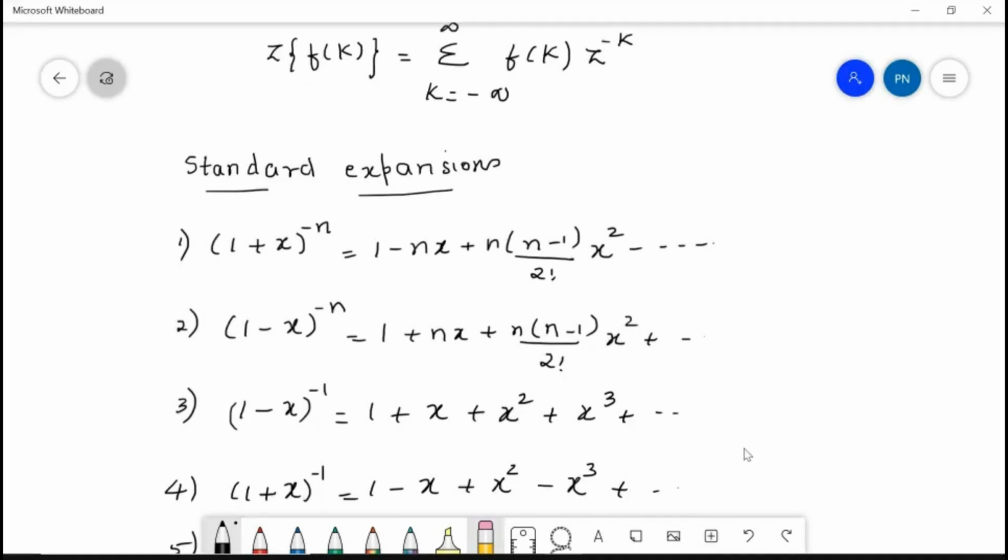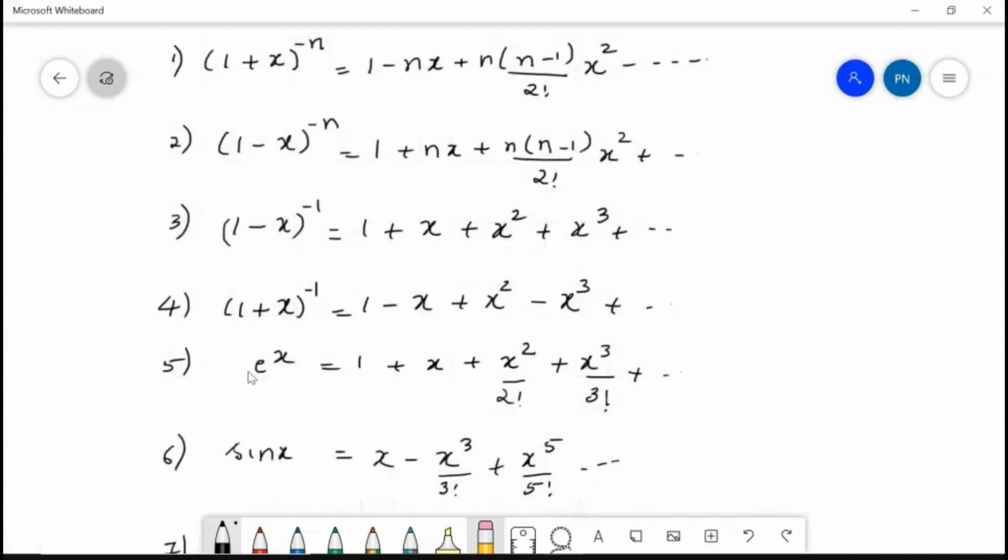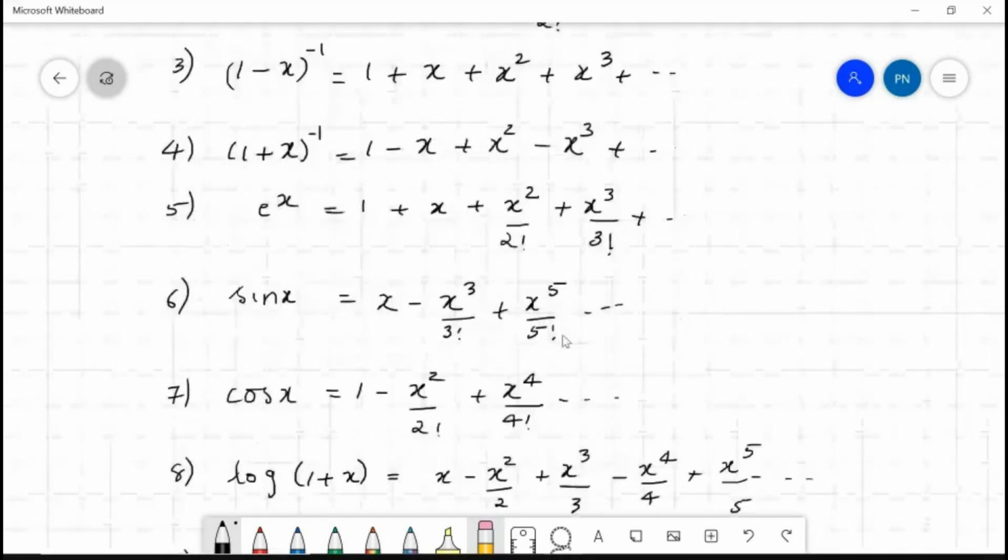So these are the standard expansions. 1 plus x raised to minus n is 1 minus nx plus n into this. Similarly, 1 minus x whole raised to minus n, 1 minus x whole raised to minus 1, 1 plus x. These are the binomial expansions. Then we have e raised to x expansion, which I also gave you while doing the residue part. So e raised to x is 1 plus x plus x squared by 2 factorial. Sine takes all odd terms with alternate plus and minus.